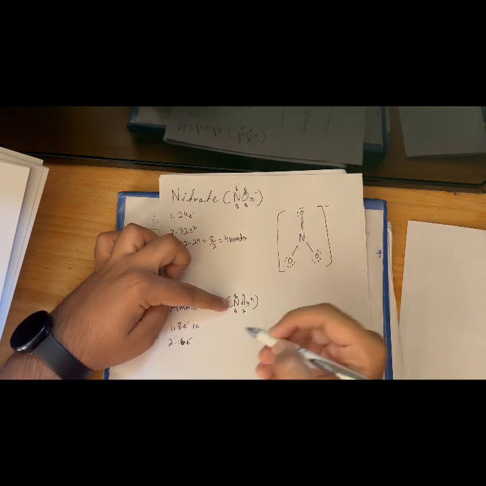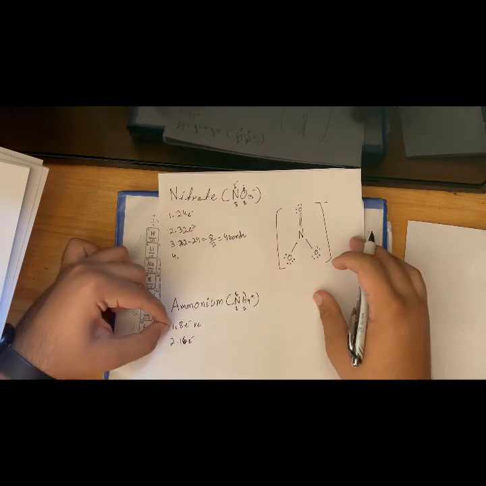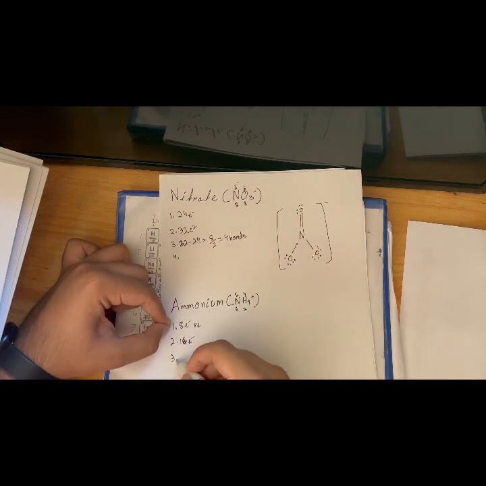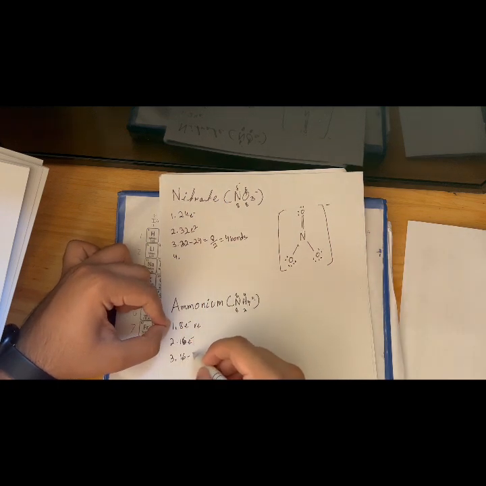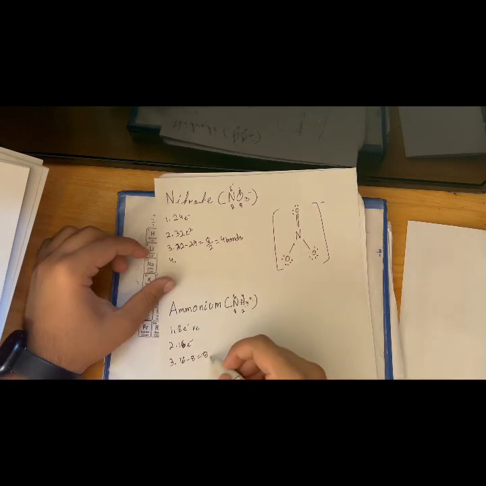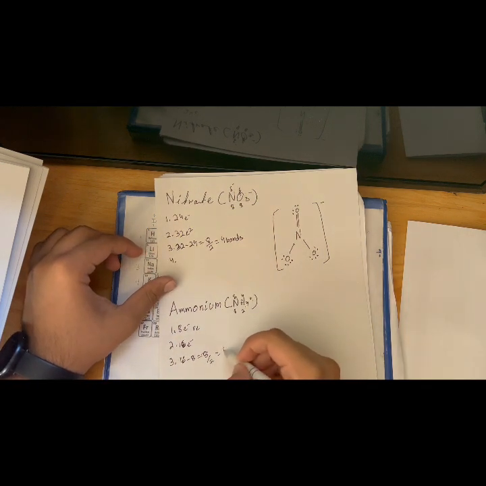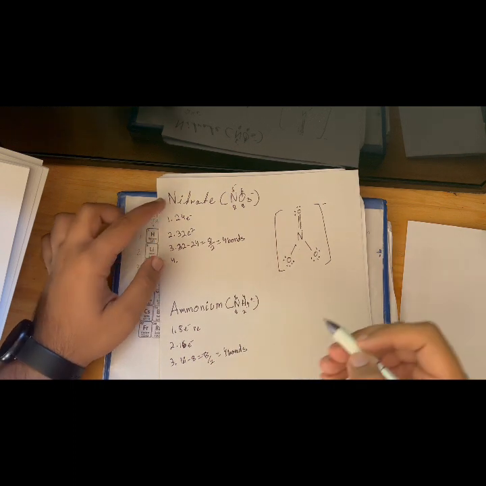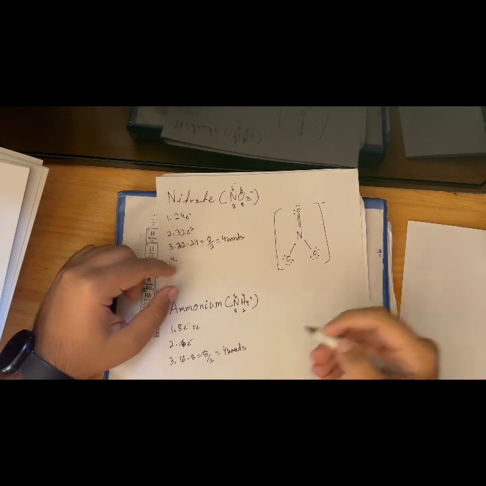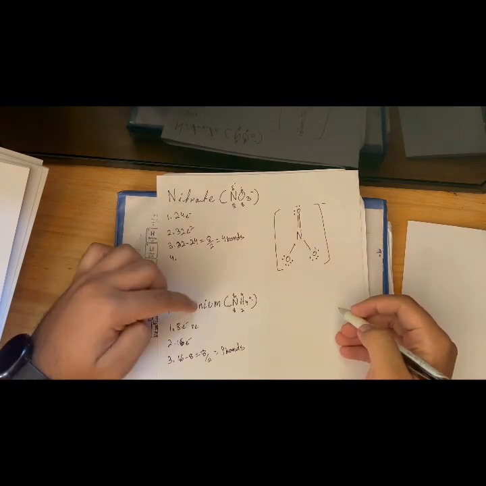16 electrons. Total amount of electrons, valence electrons, we subtract in step 3. We go 16 minus 8 equals 8. Divided by 2 equals 4 bonds. Again, like our nitrate. So now let's draw our ammonium.